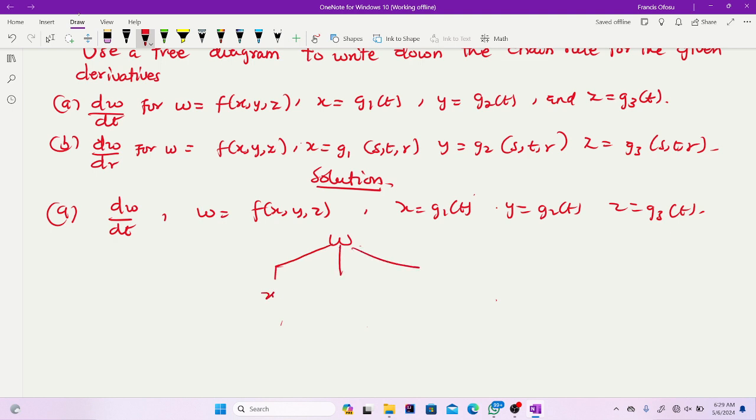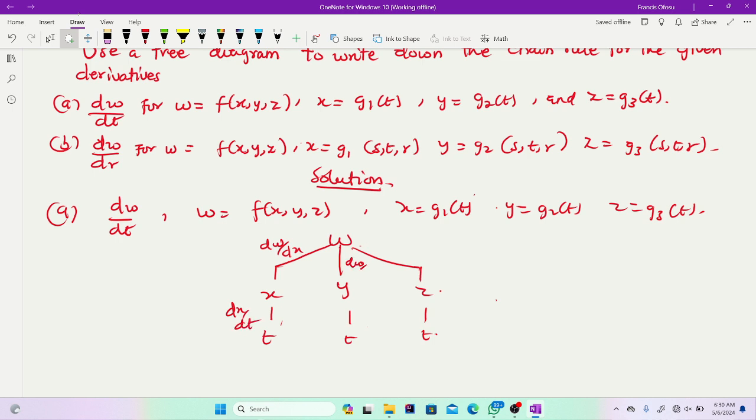And this one will be what? X, this one will be what? Y, this one will be what? Z, right? So once I have these three variables, my X and Y and Z also have a variable within their argument. So they will also come as T, also come as T, also come as T. So at this point, moving from W to X, you write the dw over the dx. From X to T, you write the dx over the dt.